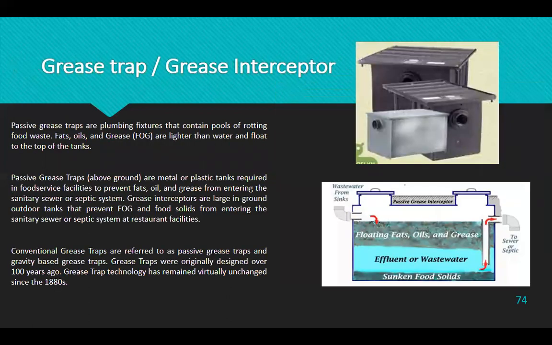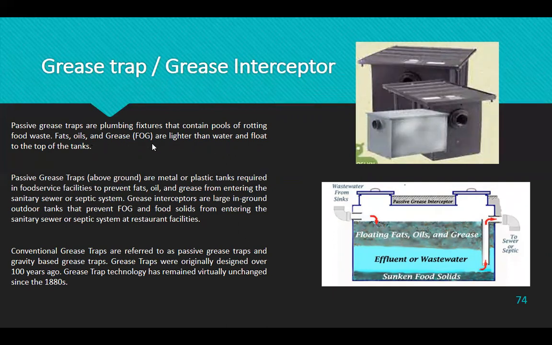Grease trap or grease interceptor. Plastic grease traps are plumbing fixtures that contain pools of rotting food waste. So that's it, you see. The small ones are just placed under the kitchen sink. The big ones are outside, the centralized ones. The large ones are called interceptors, the small ones are called traps.